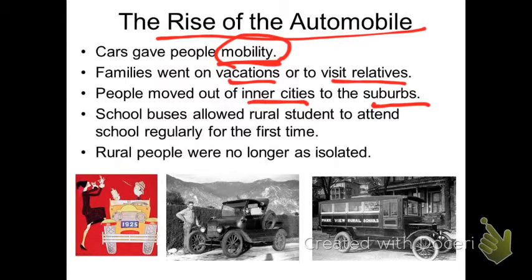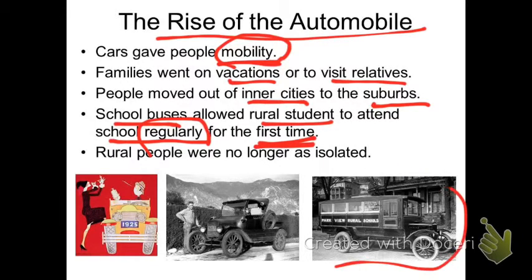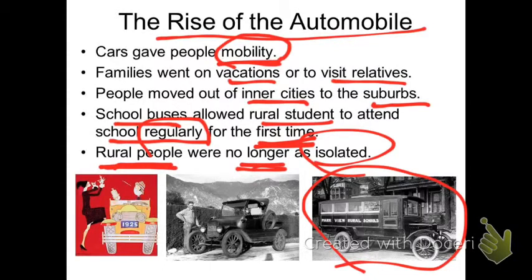into town to work. School buses allowed rural students to attend school more regularly, or even just to attend school regularly for the first time. If you live 5, 10, 20 miles outside of town, which is almost impossible to travel on foot or even horseback on a daily basis, a school bus could do that. For example, we have a picture of one down here. So the bus could run out and pick you up, bring you into town, and then take you back home at the end of the day. And then finally, our last bullet, rural people were no longer as isolated as they had been before, thanks to the ability to, as you can see here, travel in isolated areas.